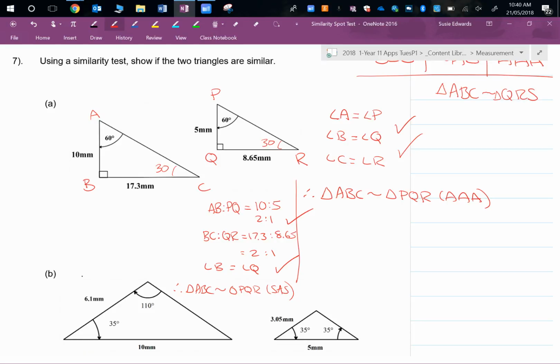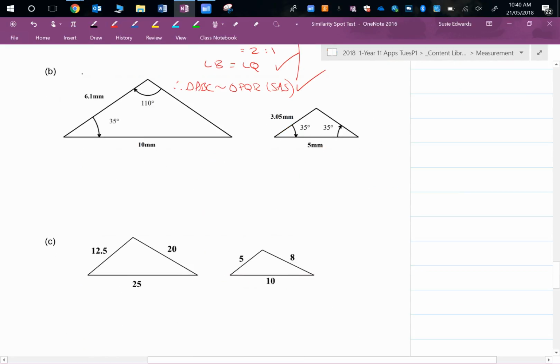So 2 marks. Now, in this question, it says show if the 2 triangles are similar. So it's worth 3 marks. You then need to have your actual yes, it is. So you need to actually say they are similar because of side, angle, side, or they are similar, angle, angle, angle. So if it asks you to prove it, you need to give your reasoning why and then say yes or no with a statement. All right, next one.